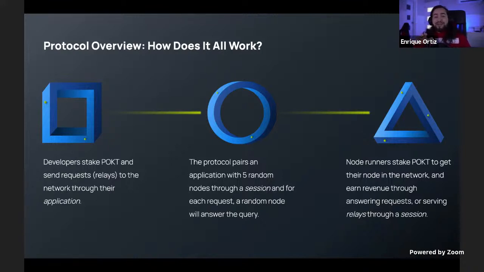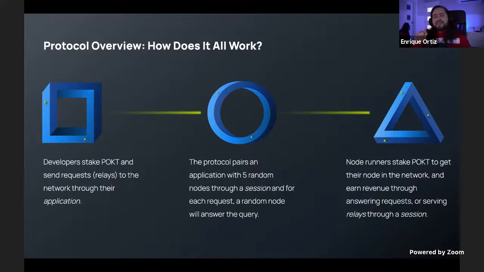Applications can acquire the native token of the network, that's Pocket, POKT is its ticker, and stake it for the selected chain or chains that they want to connect to. Now, for connecting to the actual network, they can use their JavaScript SDK, or if they're opting for the free tier, you can use an endpoint provided through the Pocket portal. Now, more on the Pocket portal later. We'll have some fun with it.